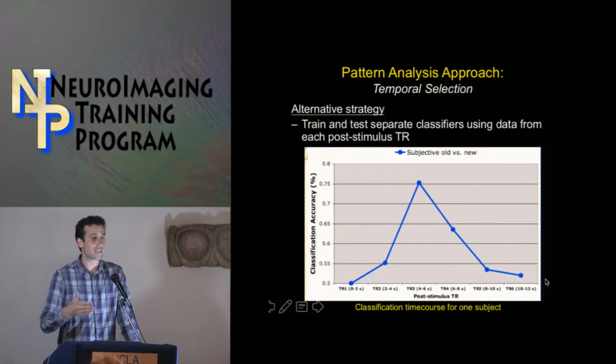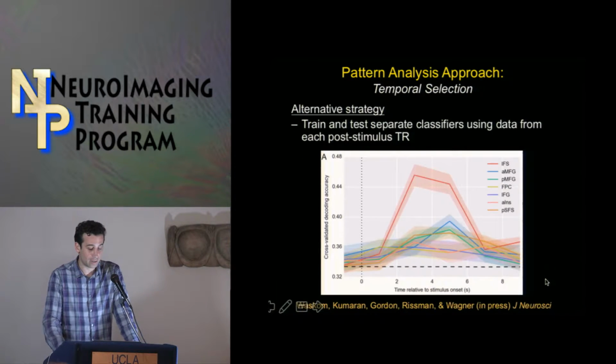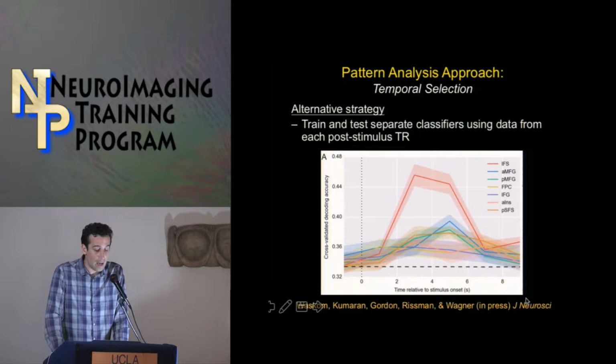And so the classification accuracy follows the time course of the BOLD response. And this is what you'd expect. Here's another example. I should have updated this paper. It came out, I think, in 2015.